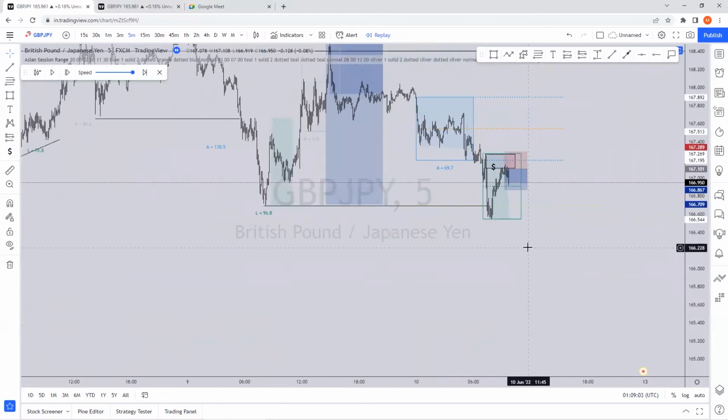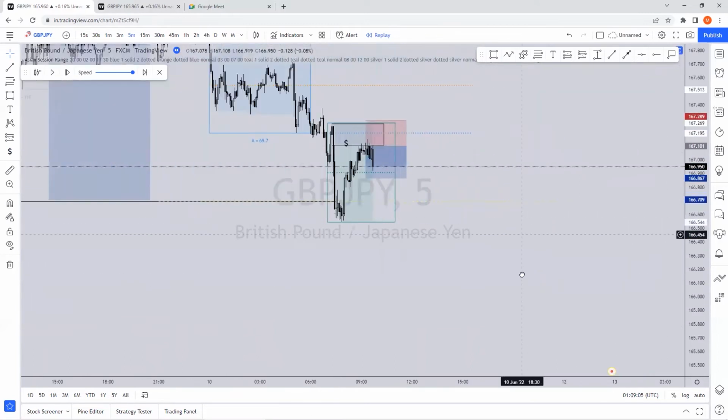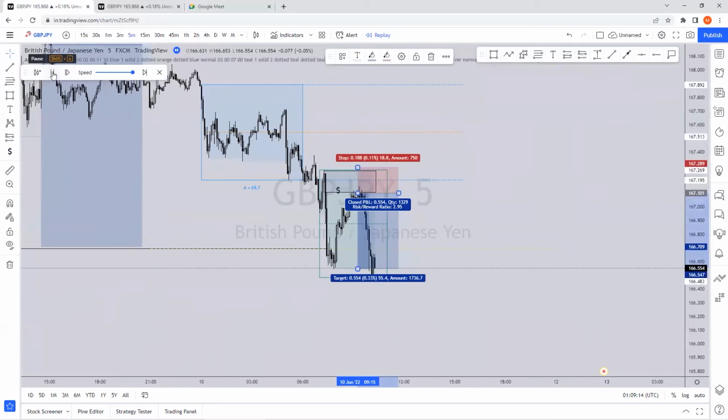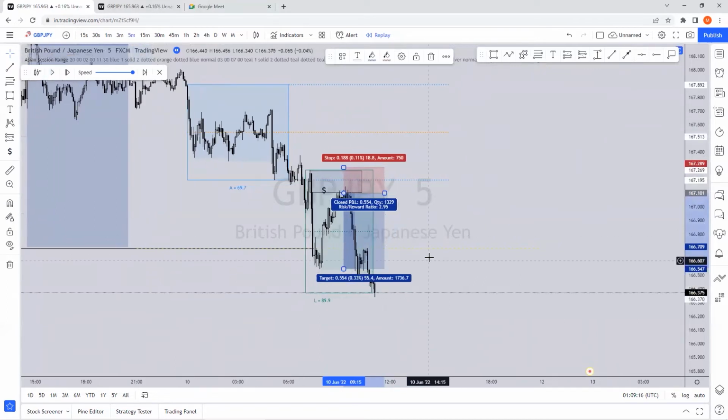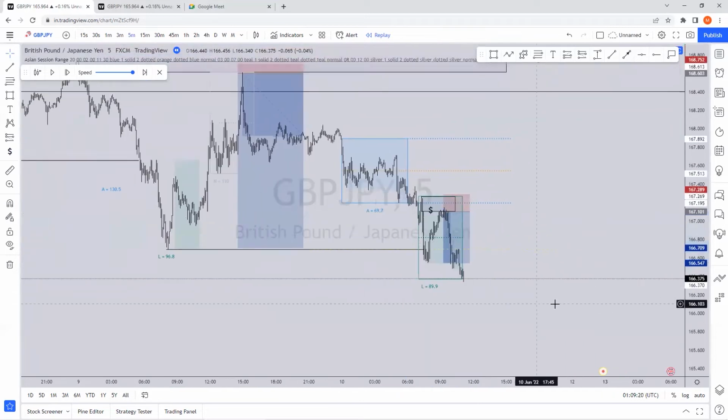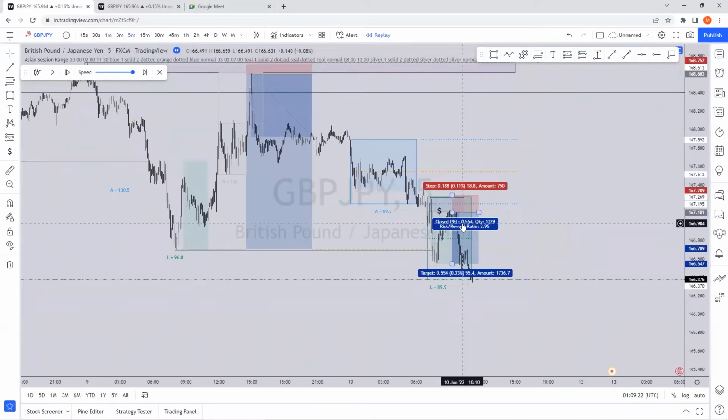And of course, for this trade, my target was just this low. As a day trader, my target was just this low, which is about 55 pips. And let's see what price did. Of course, in no time, price hit my target right there. So that is my second trade.